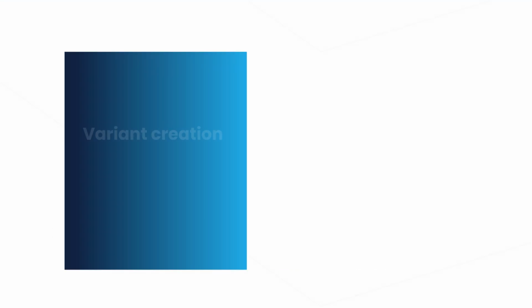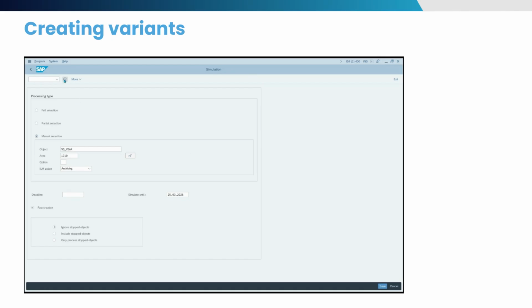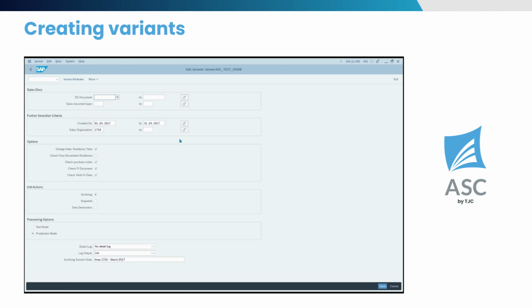Let's now look at variant creation, a critical aspect of data archiving. Creating well-defined and detailed variants helps improve access performance to archive data and enables efficient management of SAP organizational changes, such as system splits or company divestments, when part of a group is sold to another organization. Because this process is so important, let us now look at 2 examples.